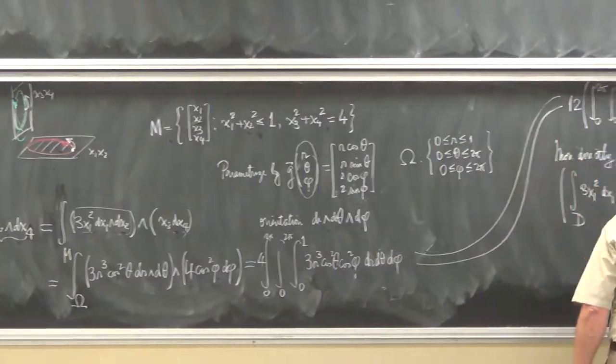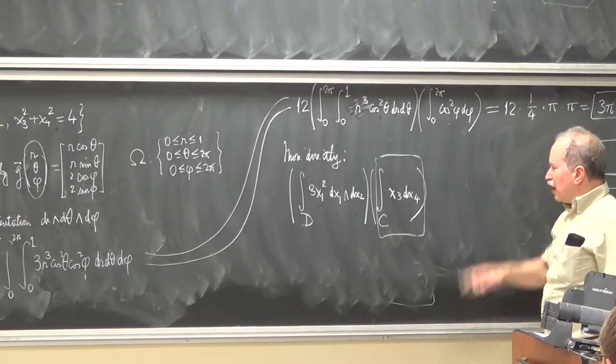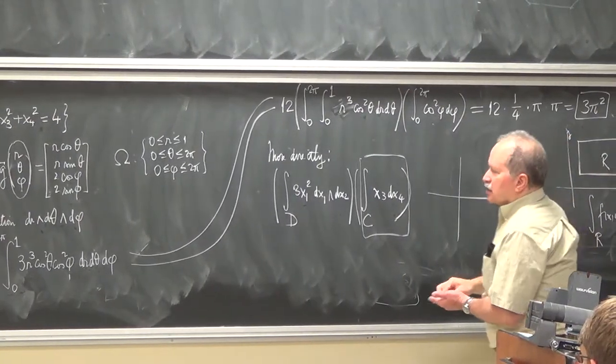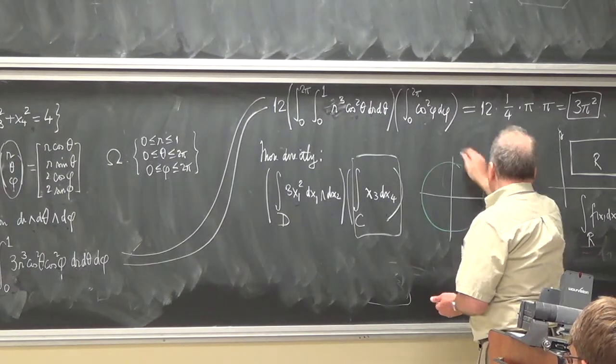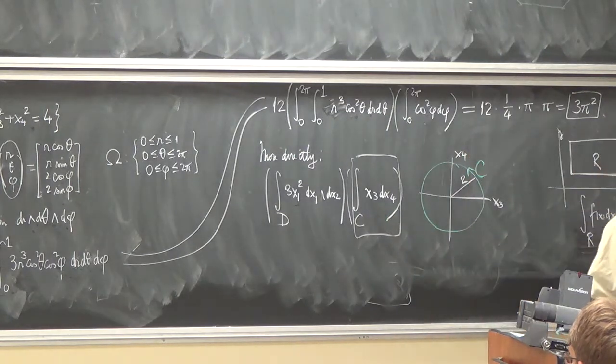All right, let me finish this. So if I told you this problem and I said do it without pullback, what would you do? C here now is a circle in the x3, x4 plane of radius 2. How would you do this integral of this one form without parameterizing?